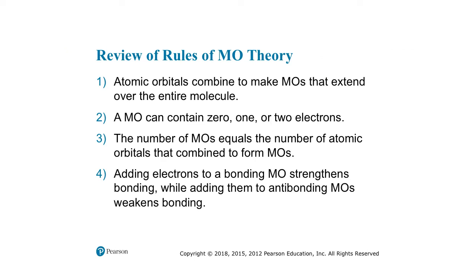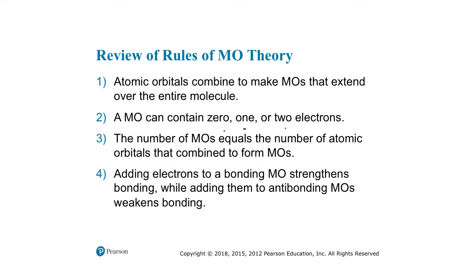So some rules here on molecular orbital theory. Atomic orbitals combine to make molecular orbitals that extend across the entire molecule. A molecular orbital, just like from chapter 6, and likewise when we were discussing this in chapter 7, I believe, contains 0, 1, or 2 electrons, and never more than 2 electrons. The number of MOs equals the number of atomic orbitals.